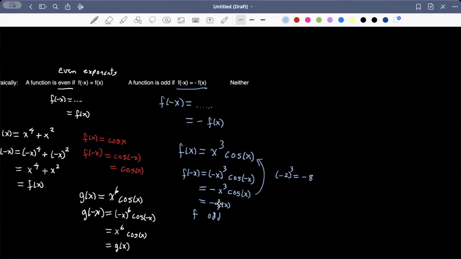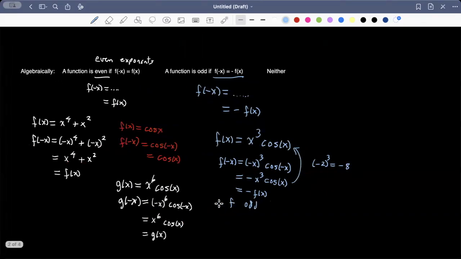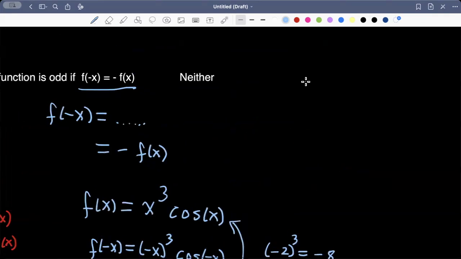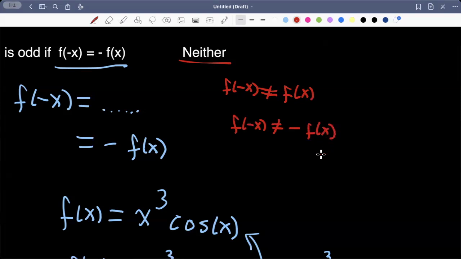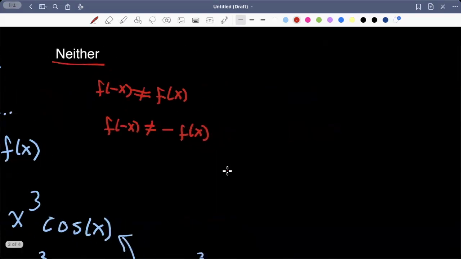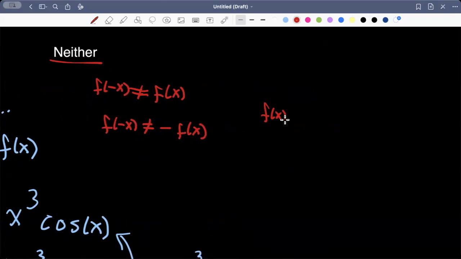A function may not satisfy one of these two properties. And in that case, we say it's neither. So to be neither algebraically, it means that when you replace each x with negative x, you don't get the original function, but you also don't get the original function with a negative factored out. This would be neither. Here's a good example of this. Let's say I have 2x to the 2 plus 3x.